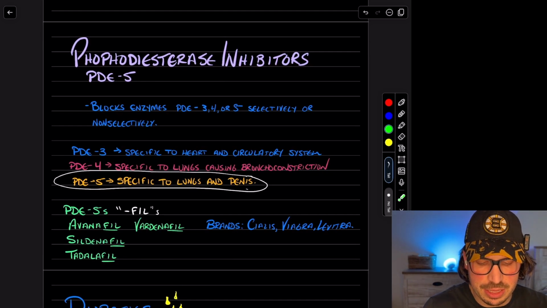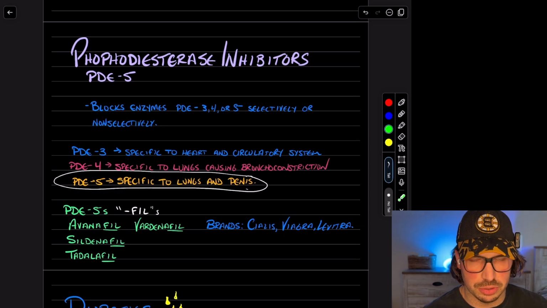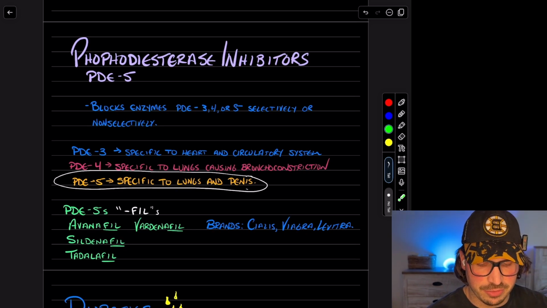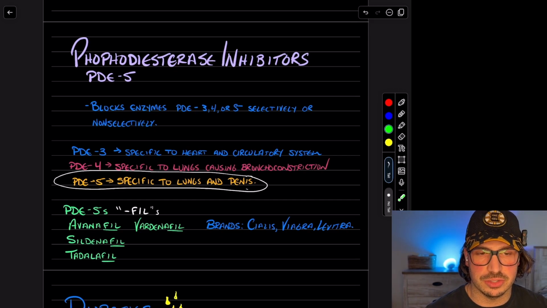So I've listed them. PDE3, they're specific to enzymes that affect the heart and the circulatory system. PDE4 is specific to the lungs. They'll cause bronchoconstriction. And PDE5 is specific to the lungs and the penis, which is what most people are using them for, is erectile dysfunction.